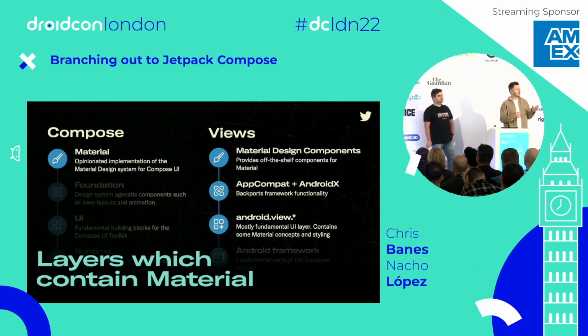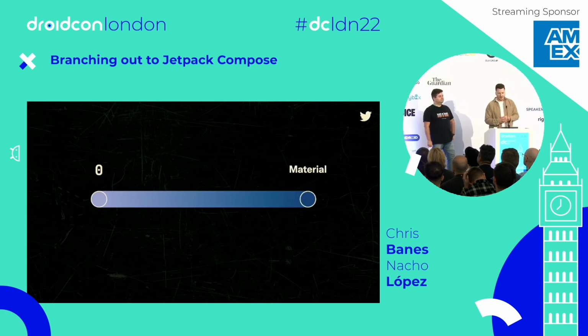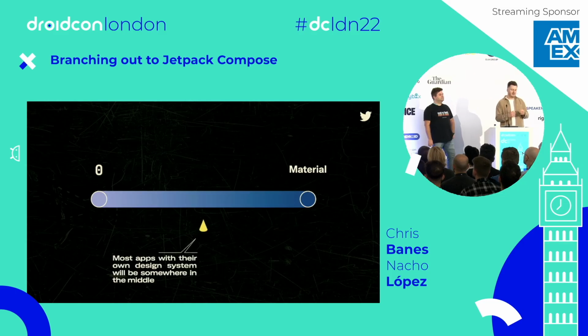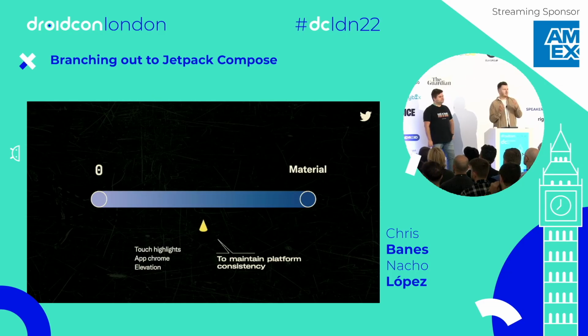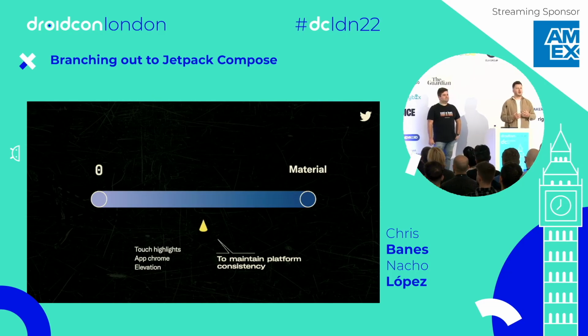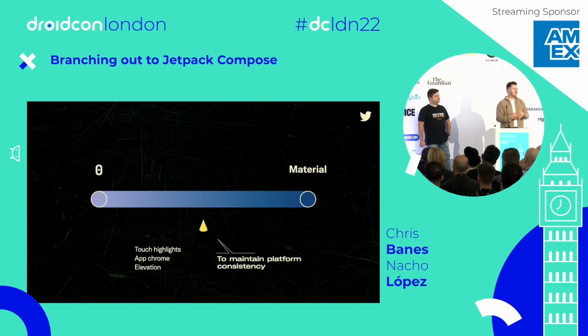Now, this is great, but it does have some knock-on effects for apps. If you think of a design system as a ratio from 0 to material, most apps with their own design system will want to be somewhere in the middle. It doesn't have to be the exact middle, but they'll want to incorporate some parts of material. And that's to maintain platform consistency. You want your Android app to look like an Android app. There's no getting away from the fact that material is the default theme on Android. So think things like touch highlights, like ripples, generally the app chrome, elevation. It could be any parts of it really, but most design systems will want to incorporate parts of it so that your app doesn't look completely different to any other app on a user's phone.